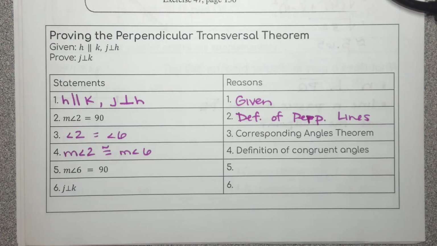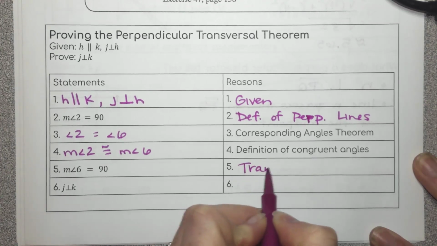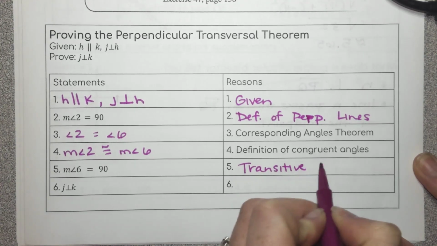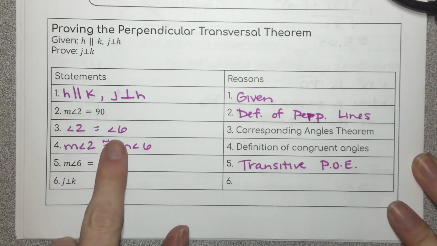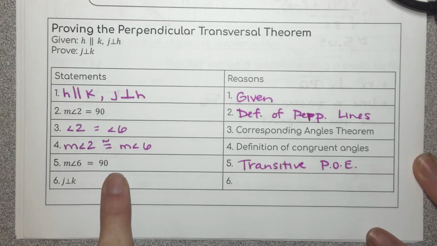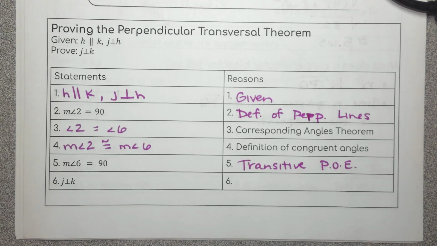We have said every single one except for one. Transitive! The transitive property of equality. We said angle 2 was 90. If angle 2 equals angle 6, then angle 6 also better be 90 because of the transitive property.